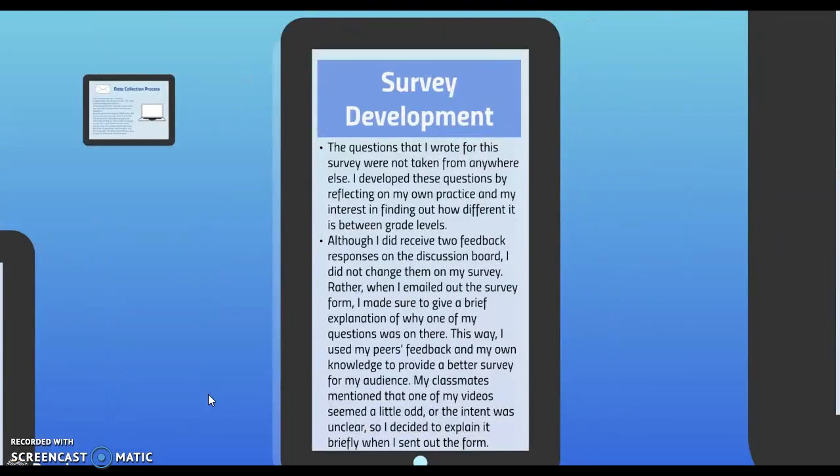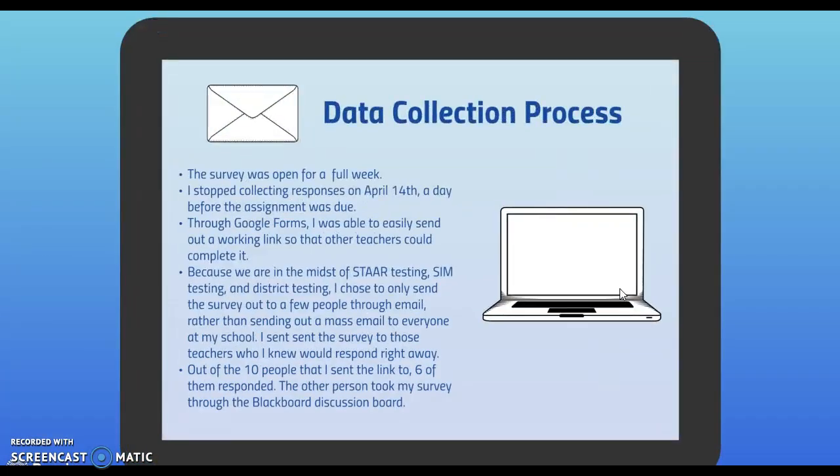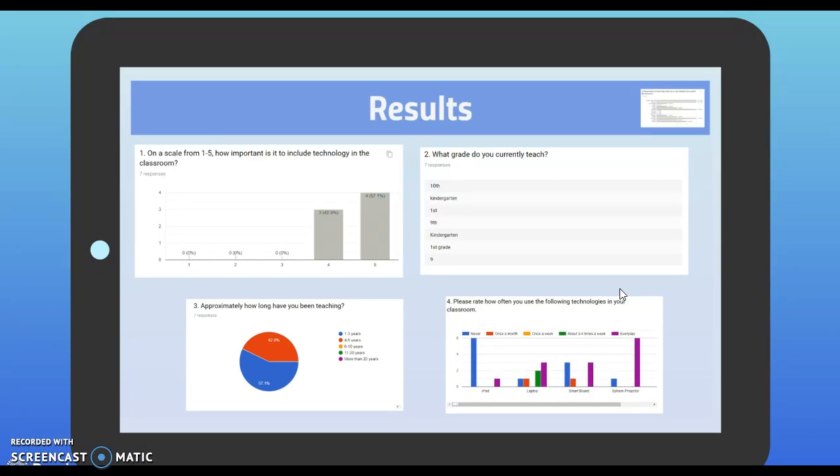For the survey development, this is how I went about collecting data. The questions that I wrote for this survey were not taken from anywhere else. They were strictly my questions that I came up with, and I used the feedback that my peers gave me to tweak them a little bit before I sent it out. I gave them a full week to answer the questions. I stopped collecting the responses on April 14th, and I used Google Forms. And so here were the results that I got from my data.